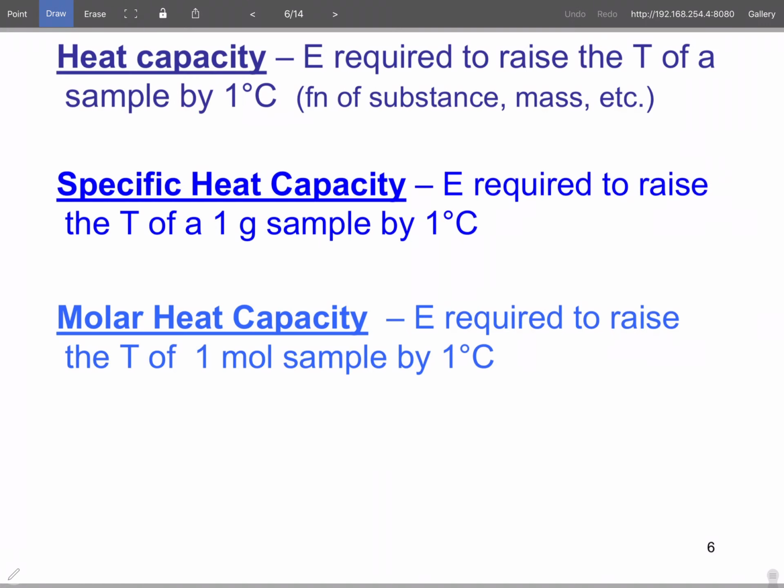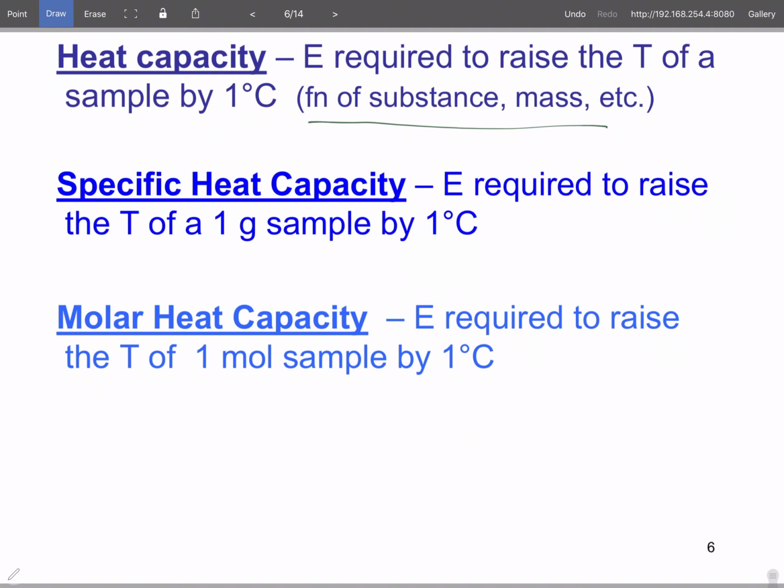Okay, so when we look at this, we can get these things together. So that brings us to what we're working with. Well, we're working with heat capacity. And just like certain things, there's a variety of ways to do it. The heat capacity is the energy required to raise the temperature of a sample by 1 degree C. Now, it's a function of the substance, the mass, etc.